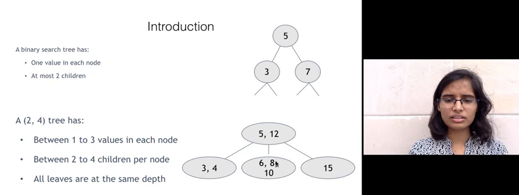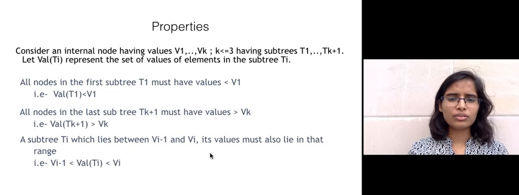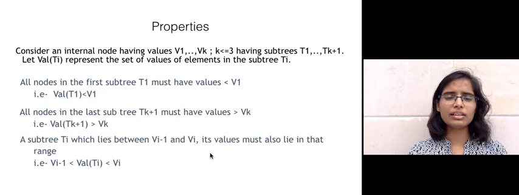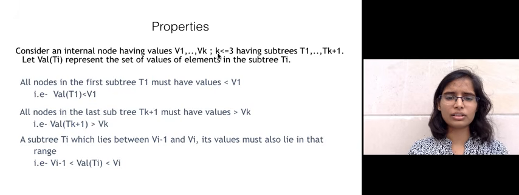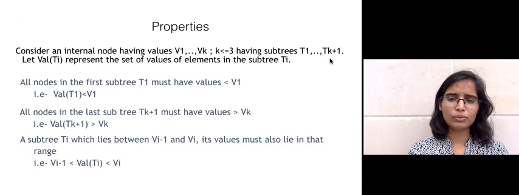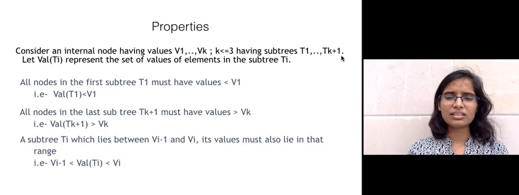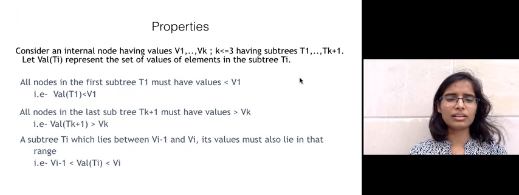So these are the 3 properties of a 2-4 tree. Now let's see how it is constructed and how the values are arranged in the 2-4 tree. As we saw in a binary search tree, values greater than the node lie on the right side and values less than the node lie on the left side. But in this case, we have many values, up to 3 values in a node. So we'll have up to 4 subtrees. If we have k values, then we'll have k plus 1 subtrees. I'll show in another slide how it will have k plus 1 subtrees.